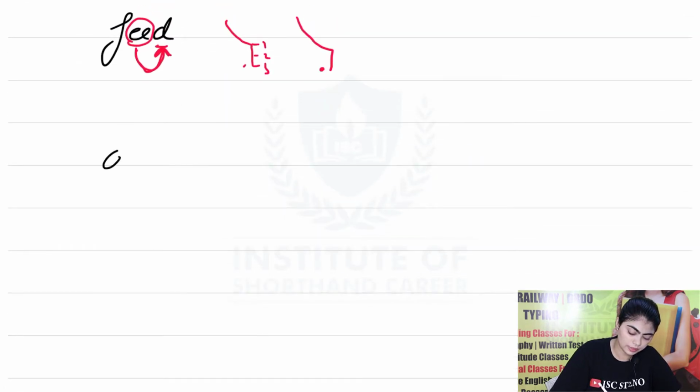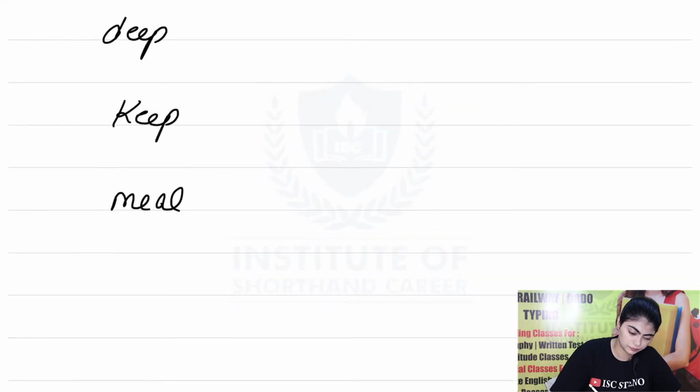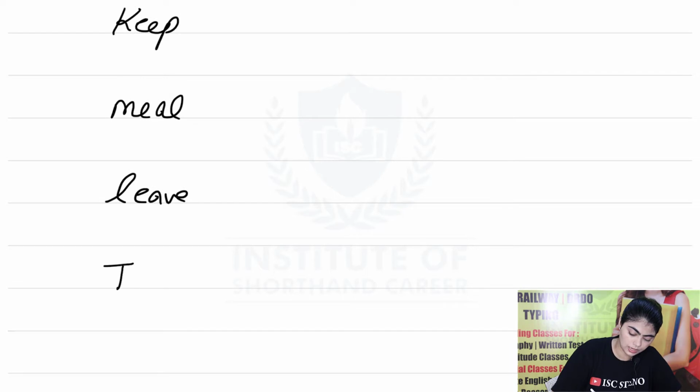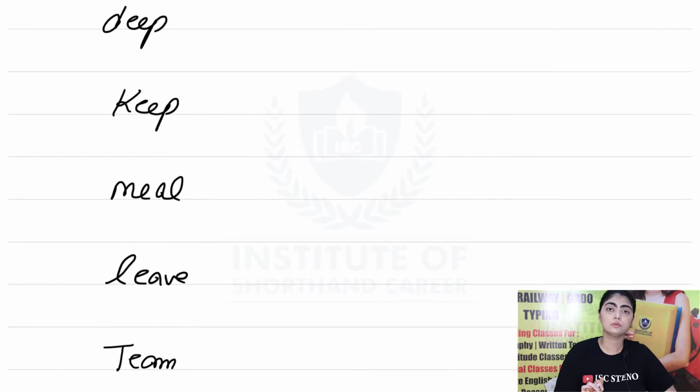The next word that is coming is deep, D-double-E-P. Next is keep, meal, leave, and tea. Try out these words.